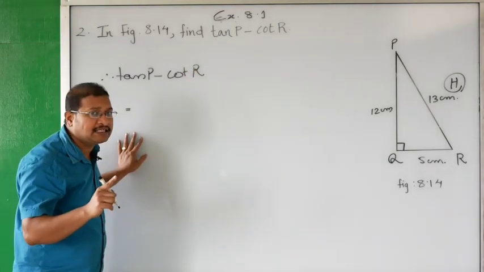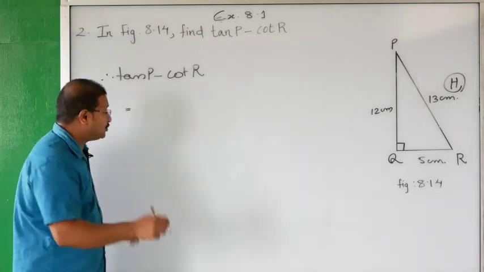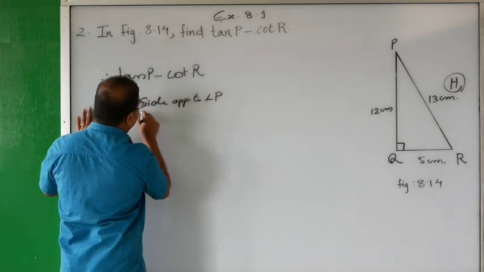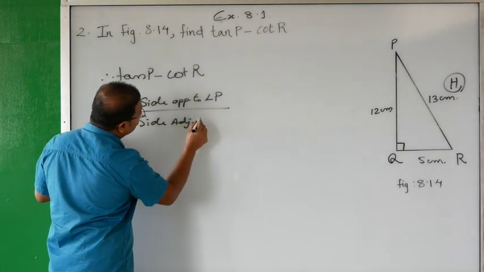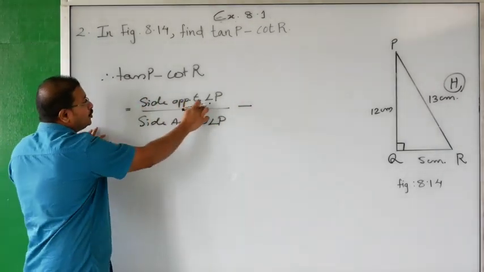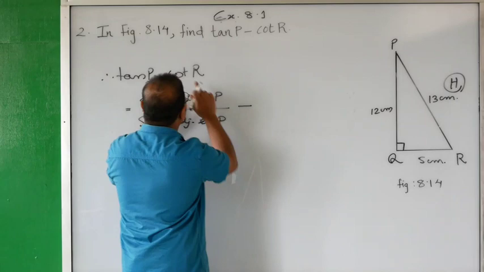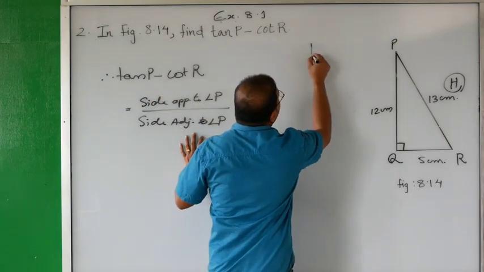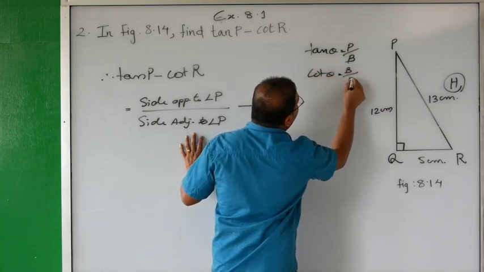We know that tan means perpendicular by base. Perpendicular means what? Side opposite to angle P divided by side adjacent to angle P, minus cot R. Cot means what? Cot means base by perpendicular. See, tan theta equals perpendicular by base. Cot theta equals base by perpendicular.